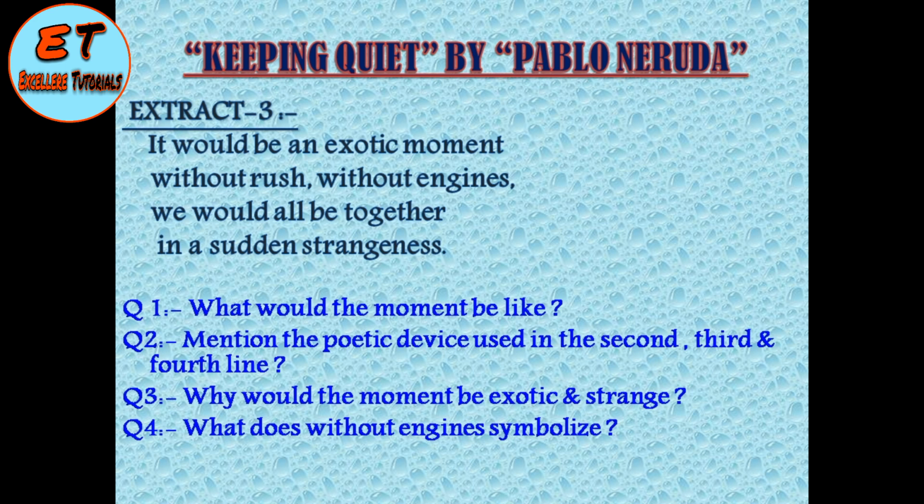Question number 2, mention the poetic devices used in the second, third and fourth line. Answer, the poetic devices used here are repetition and alliteration. Second line, repetition example is without rush, without engine. Without is repeated again and again. In the third and the fourth line, alliteration, the example is we would and sudden strangeness.